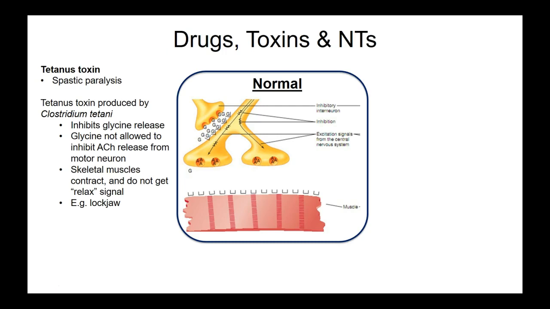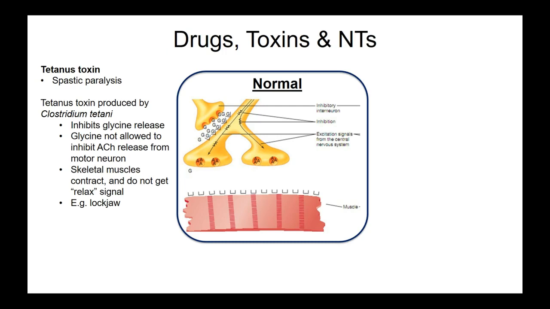So in the normal situation, here's our motor neuron. We get our action potential, and then we get acetylcholine release that binds to the acetylcholine receptor on the skeletal muscle. Everybody with me on that? Here's our skeletal muscle down here, and here are the receptors on the skeletal muscle. So if we have a normally functioning motor neuron, an action potential comes down here, causes acetylcholine to be released, binds to the acetylcholine receptor on skeletal muscle, and causes contraction, right? Those are the normal events for skeletal muscle contraction.